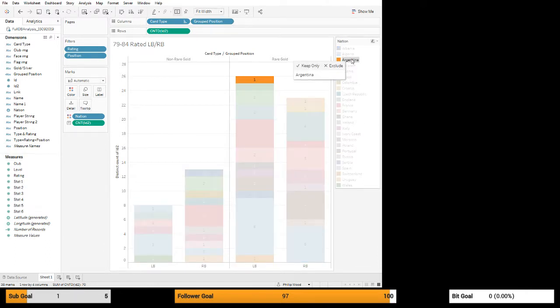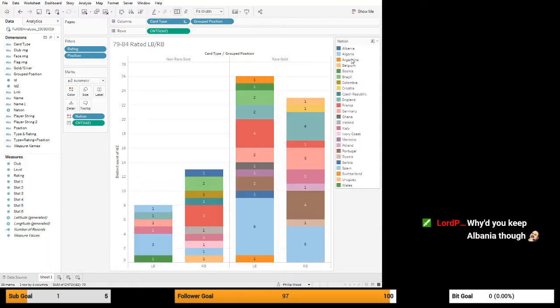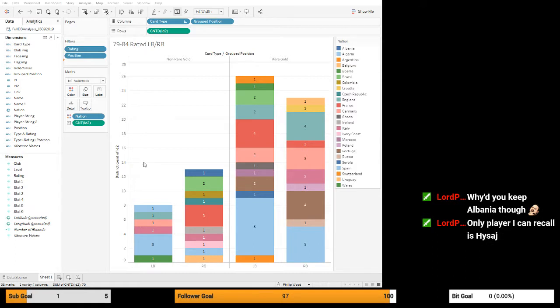So we've only got one Argentinian, 79 to 84. Why do you keep Albania? I don't know, that's a good point. I can filter those out. See, there's all these numbers. These are the ones I couldn't be bothered to put in. No offence to any countries or anything. Yeah, that was the one I used to work out the country of Albania.